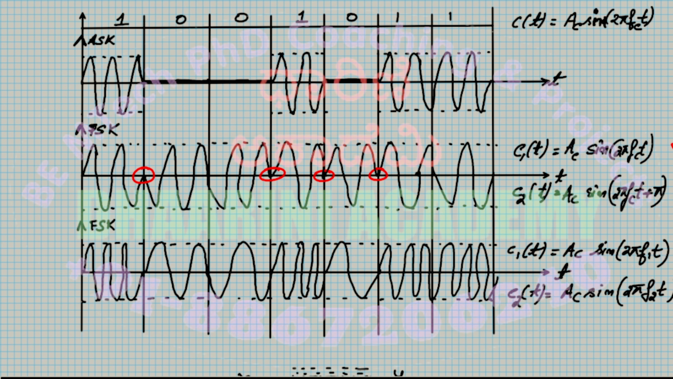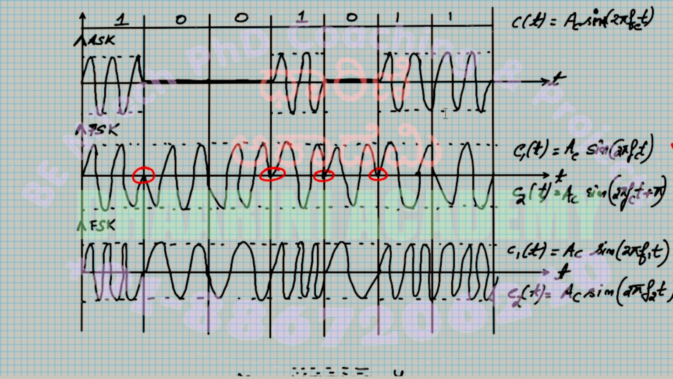Then we go for PSK, where the phase of the signal gets changed, right? The phases can actually be any value from 0 to 360. But for simplicity, what we do, this is a convention.